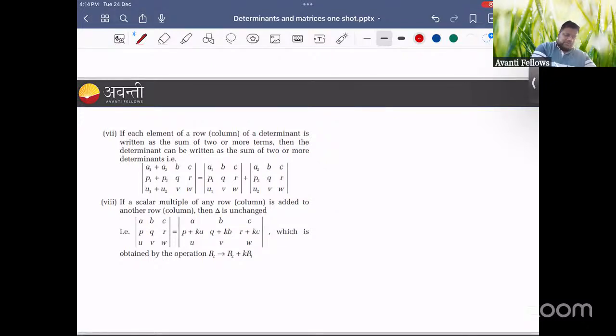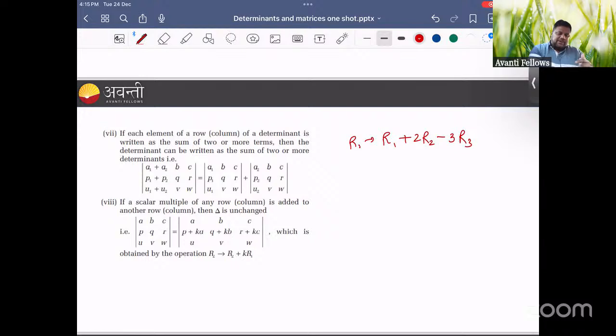In any row, say R1, we can always add same multiples of any other row. Meaning R1 we can write as R1 plus 2R2 minus 3R3. So you can add or subtract same multiples of any other row or any other column, and the value of the determinant remains unchanged with this. Am I clear? So in any determinant, you can add same multiples of any other row or any other column and the value of the determinant remains unchanged.